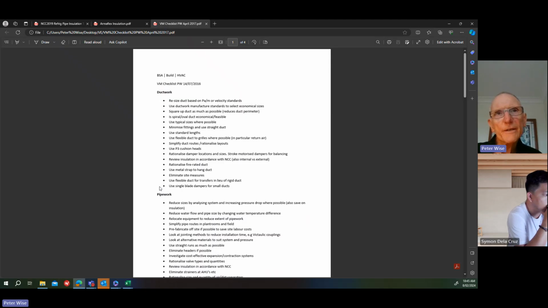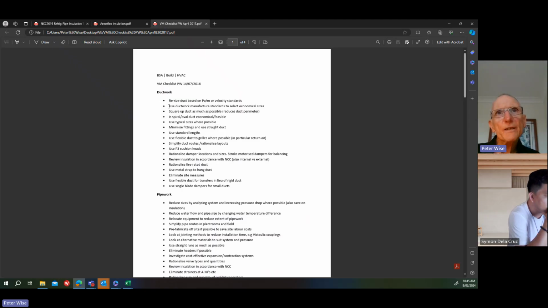I've had a look through the file, and I can't see anything at the moment, but Philip and Ivan have probably got something. But these are the sorts of things to have a think about when you're doing your duct design, and you've probably been through some of these. But just quickly, resizing duct based on pascals per metre. We just talked about that.